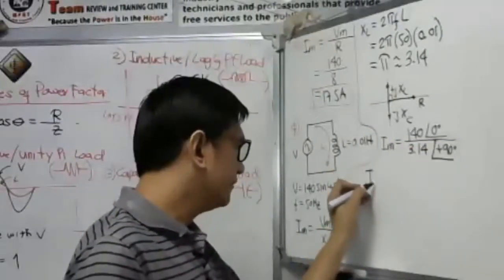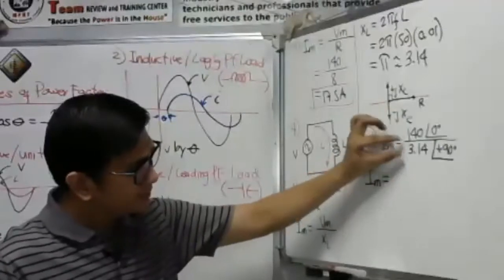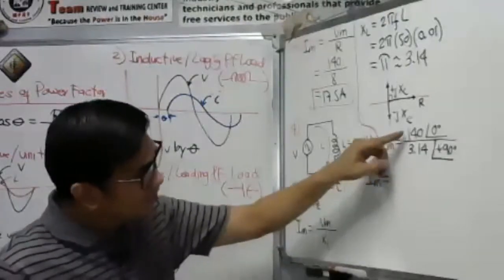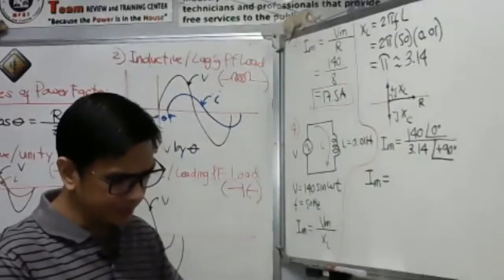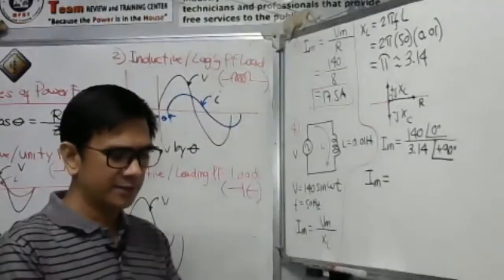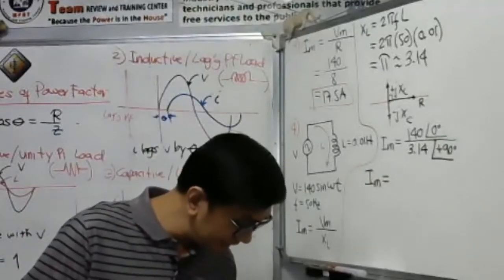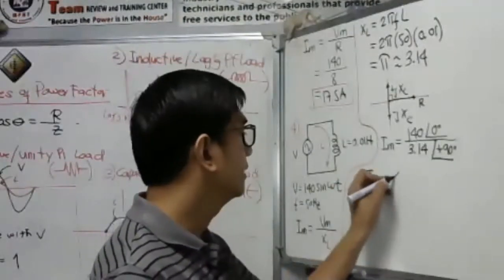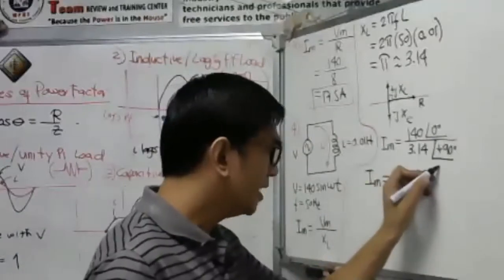Okay. So, if we have here our I sub m, this is in polar form. In advanced mathematics, you just have to divide 140. Remember this, 140, just divide it by 3.14. How much is that? Okay, I have here 44.59. To round it off, 44.59.